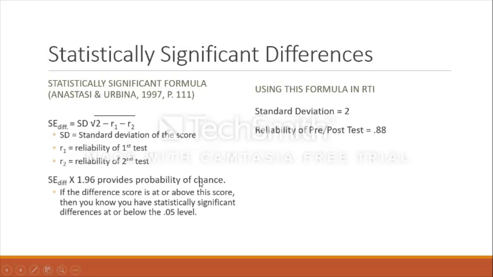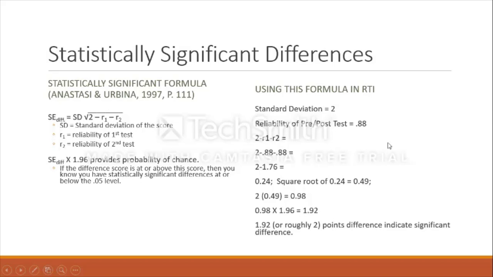So using this formula, if you're given the information that you have a standard deviation of 2 and a reliability pre and post test of 0.88, this is how you would calculate the difference score needed. So you have a 2 and a 0.88, so you do the part underneath the square root, 2 minus R1 minus R2. Remembering in this case, R1 and R2 are the same. So 2 minus 0.88 minus 0.88 is 2 minus 1.76, or 0.24.